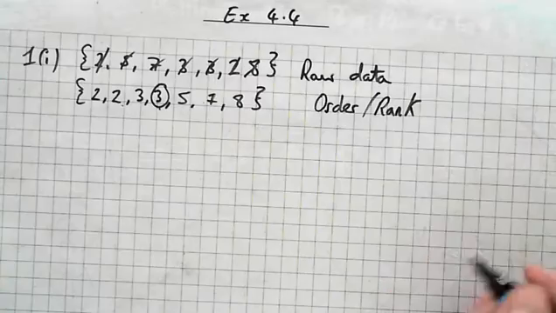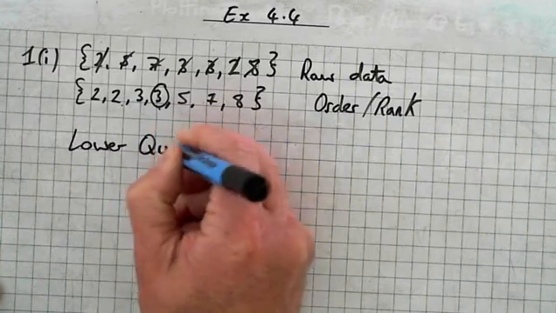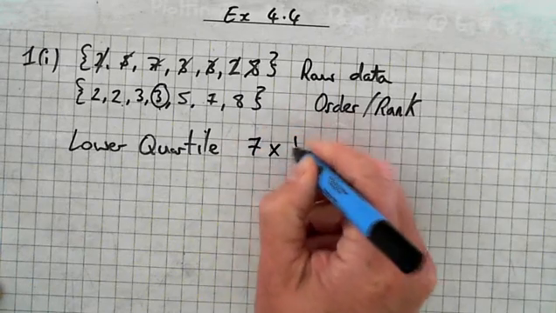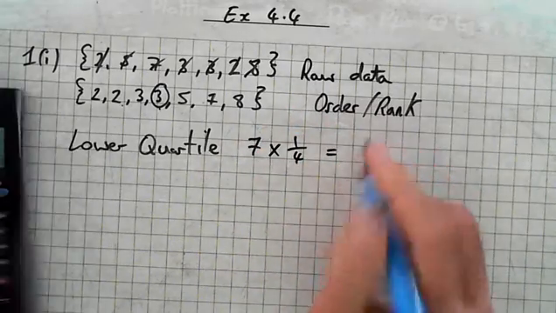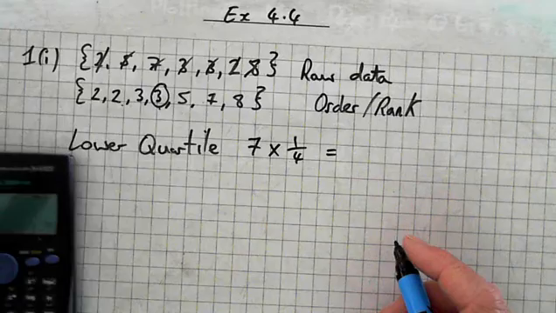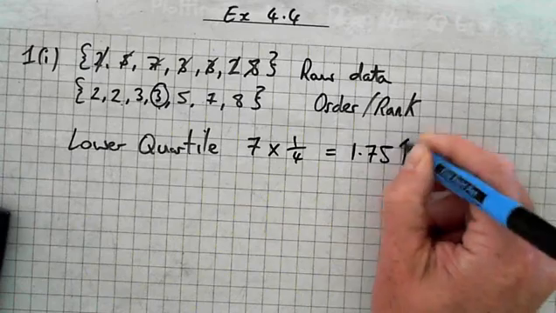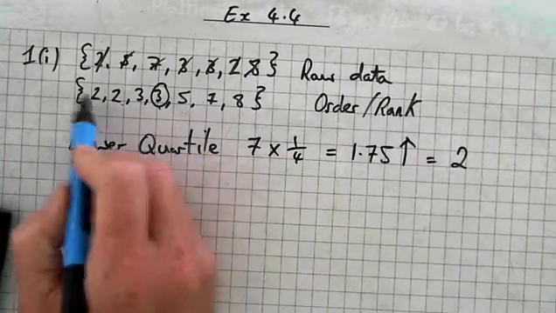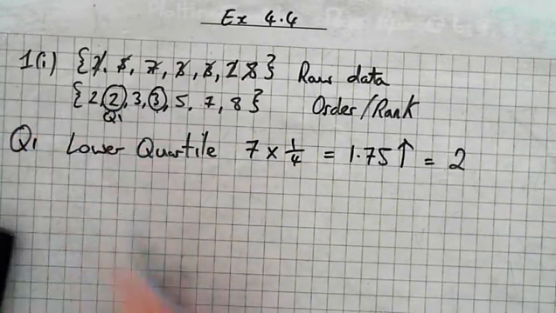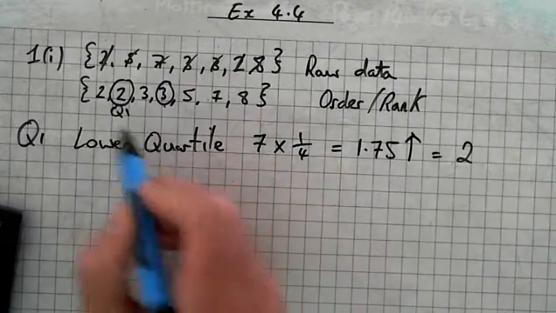How do you get the lower quartile? We call it Q1. Lower quartile, a quarter. So it's 7 multiplied by a quarter, which is 1.75. And what do I do with 1.75? Round it up to 2, so the second number. That's called Q1, quarter 1. So the lower quartile is 2.